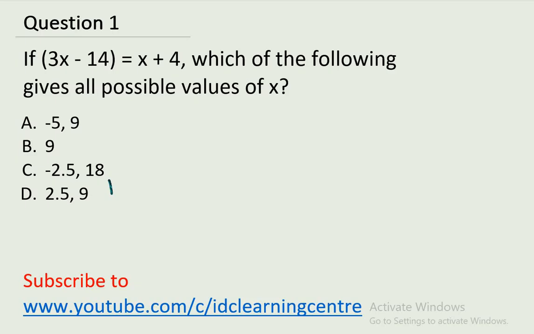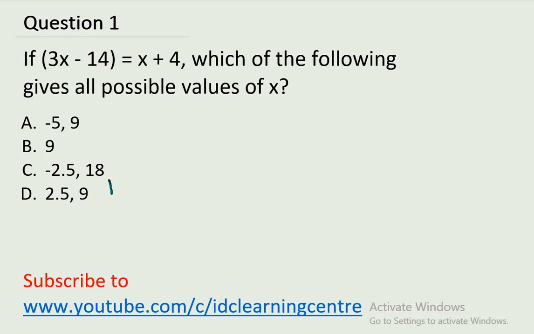Let's look at the very first question. This question says, if |3x - 14| = x + 4, which of the following gives all possible values of x? A. Minus 5 and 9. B. 9. C. Minus 2.5 and 18. D. 2.5 and 9.